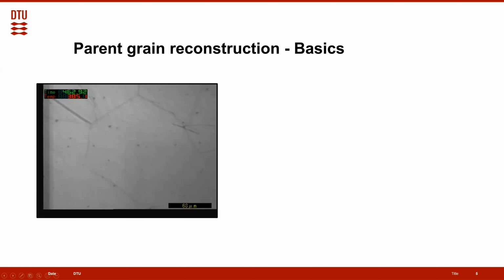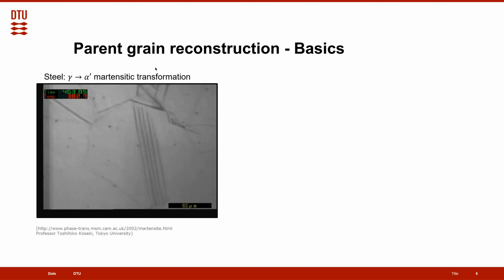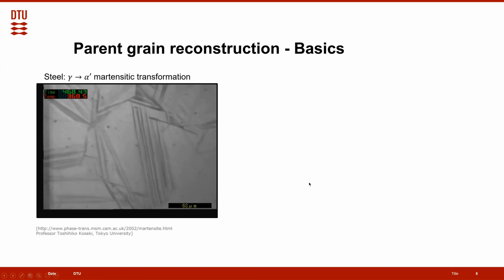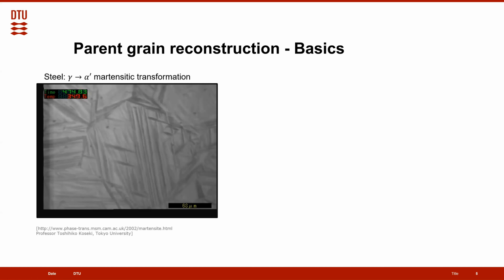One very famous phase transformation is the gamma to alpha prime martensitic transformation, which we see happening here in this video during cooling. You can see it's quite an abrupt displacive transformation that happens.